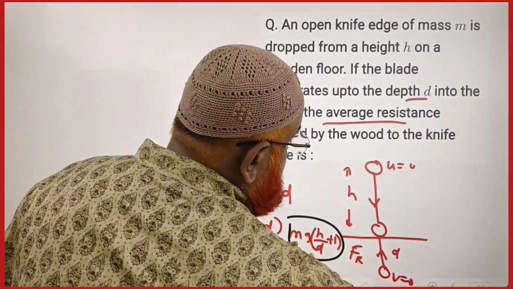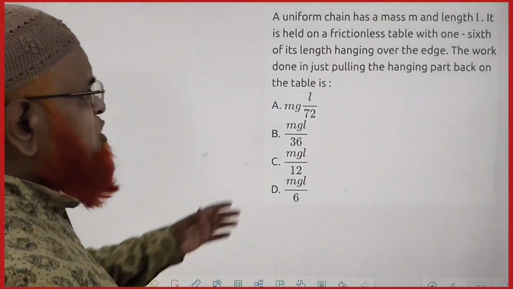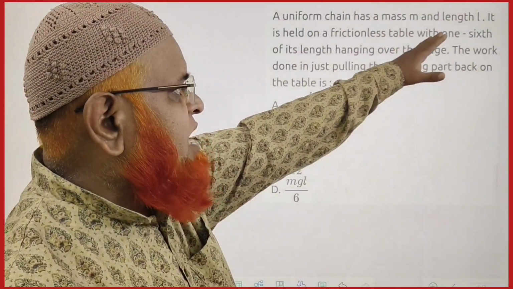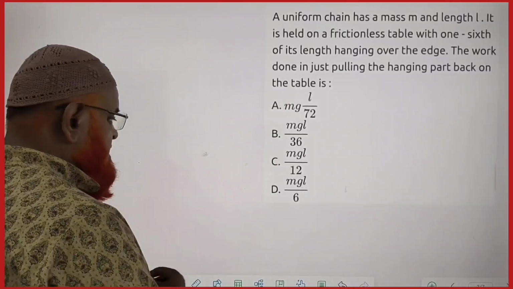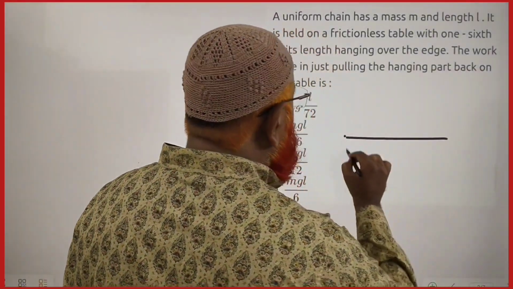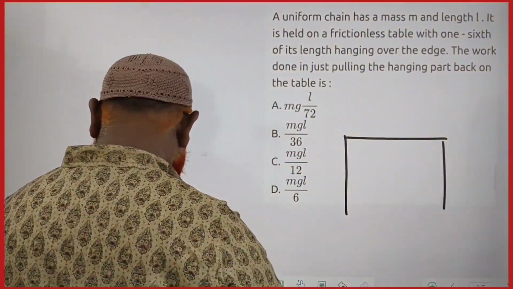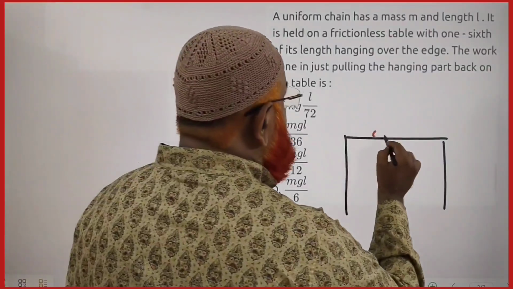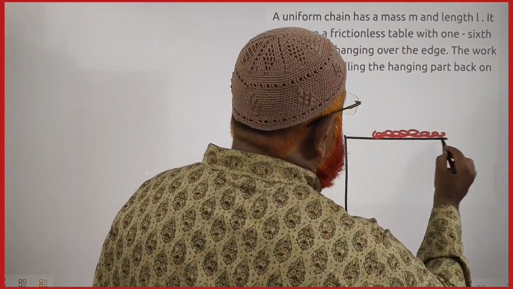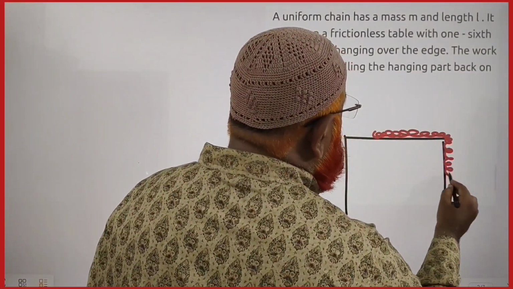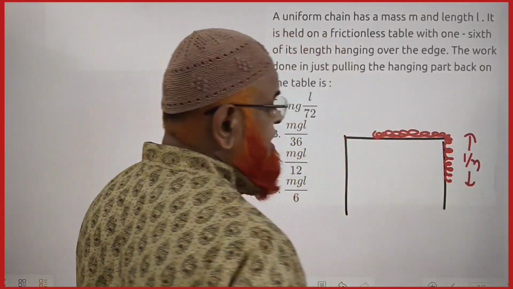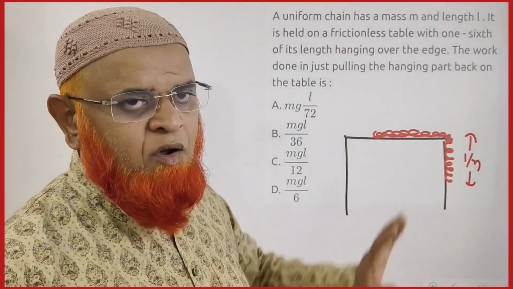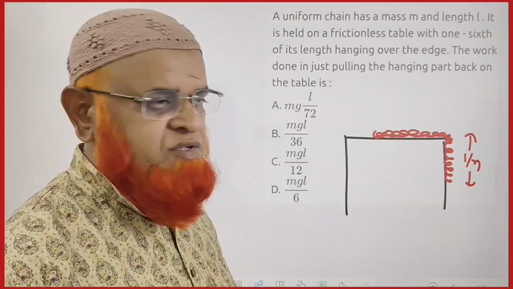Okay. So next thing here we shall discuss. A uniform chain has a mass m and length l. It is held on a frictionless table. Okay. So let us imagine there is one table here, and on the table, let us imagine there is a chain which is hanging. Let 1 by nth of the part of a chain is hanging. Okay, तो इसमें से 1 by nth part hang हो रहा है, remaining part is resting on the table here.